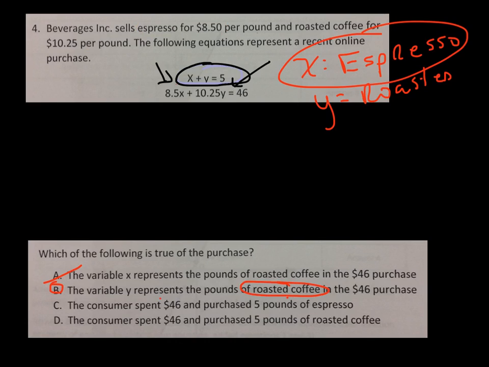The consumer spent $46 and purchased 5 pounds of espresso. No, they bought 5 pounds of both espresso and roasted. So C is wrong. And then same thing with D. The consumer spent $46 and purchased 5 pounds of roasted coffee. Again, they bought 5 pounds of both coffees combined.